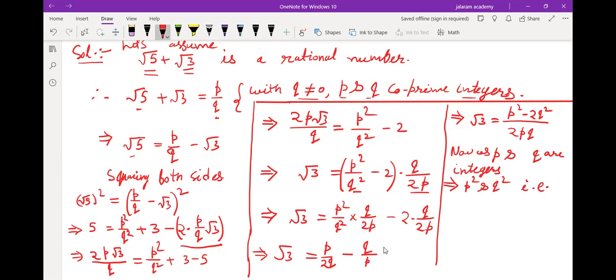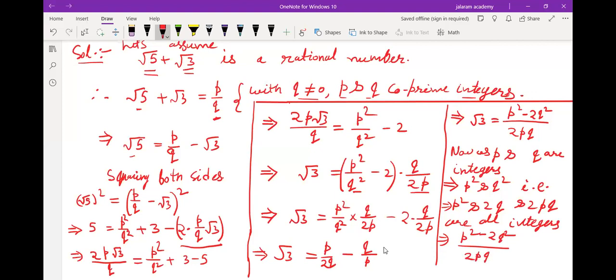That is, p square, 2q square and 2pq are all integers, and the ratio of two integers, like p by q, is a rational number. Similarly, this p square minus 2q square upon 2pq is a rational number.